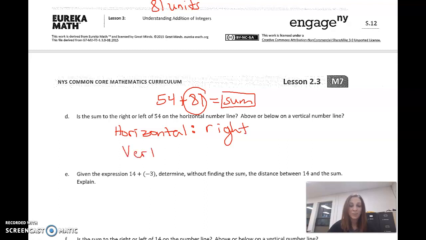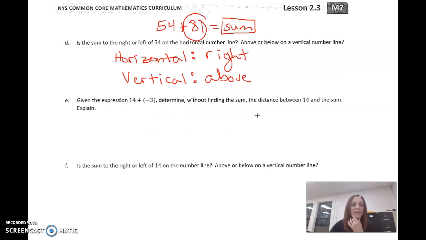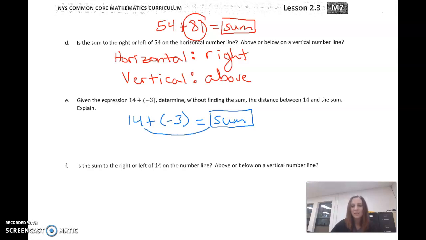On a vertical number line, again, we're going to be counting up from 54 because it's positive. So it's going to be above. Now we're going to do the same thing, same thoughts here with this expression. So we have 14 plus our negative 3. Remember that equals the sum, but we don't have to find the sum. They want to know the distance between 14 and the sum.